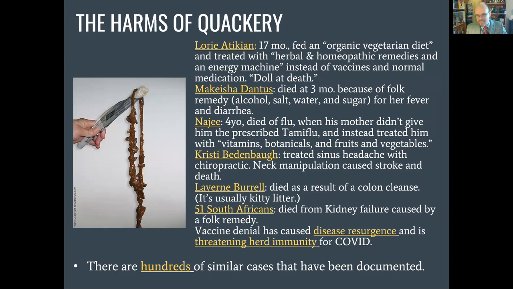Lori Aiken was a 17-month-old infant who was fed an organic vegetarian diet and treated with herbal and homeopathic remedies and an energy medicine instead of getting vaccines and normal medications, and she died. And when the paramedics finally showed up, she looked like a doll at death. There was Makisha Dantas, who died at 3 months because of a folk remedy for her fever and diarrhea. That folk remedy was alcohol, salt, water, and sugar. And she died.